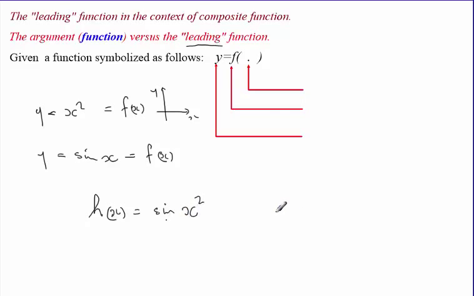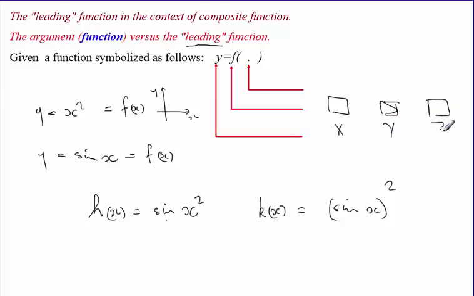But I can change this thing around, and the k of x, I want now the parabola to act next, after the sine. So I'll have here sine x all squared. So in that chain of x, y, z, in that queue, what comes here first is sine, and what comes there is x squared. So if I compose that, then I get this one.